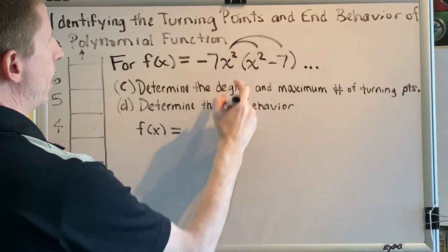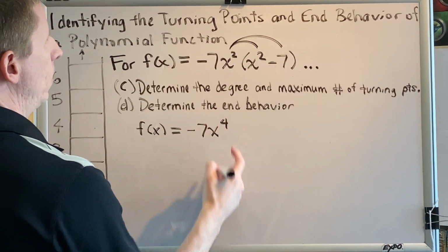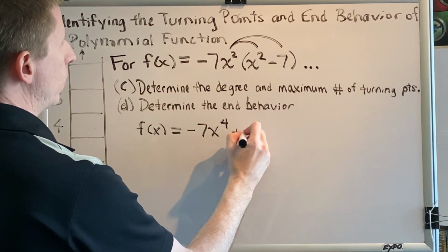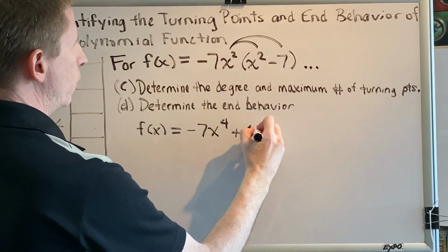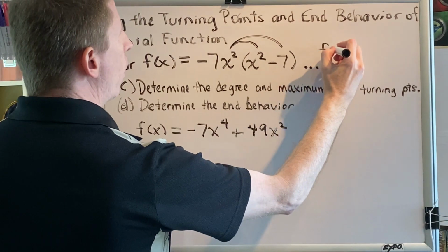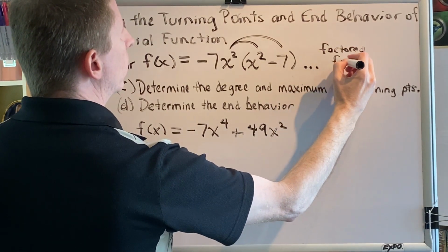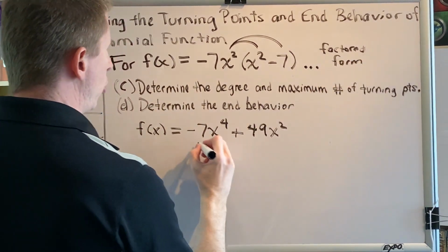negative 7x squared times x squared is negative 7x to the fourth. Then, negative times negative is positive 7x squared times 7 is 49x squared. We've now converted our function from factored form into standard form.